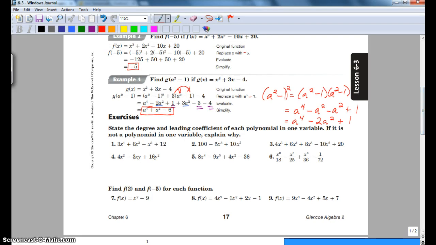So, state the degree and leading coefficient of each polynomial in one variable. If it is not a polynomial in one variable, explain why. So number 1. So with this particular example, we can see that we have 3x to the fourth plus 6x to the third minus x squared plus 12.